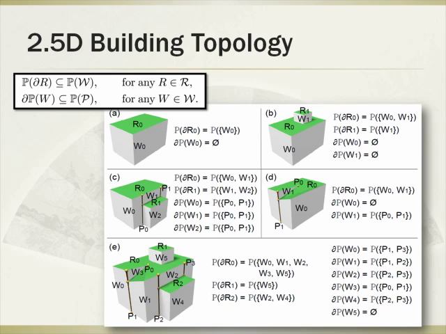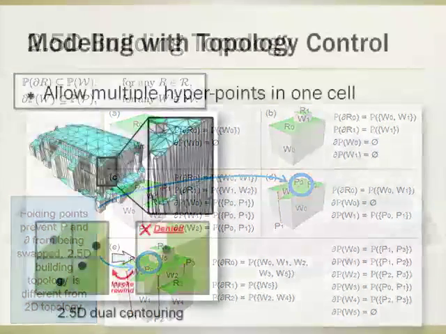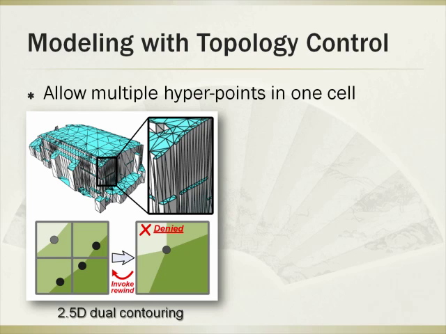Once the topology features and their associations expressed in the form of these two formulas are fixed, the 2.5-dimensional building topology is determined accordingly. We also notice the existence of folding points, which makes 2.5-dimensional building topology different from 2D topology, as swapping the projection operator and the boundary extraction operator may absorb these topology features and result in problems. In order to keep the 2.5-dimensional building topology in the modeling process, we make three major modifications to the 2.5-dimensional dual contouring algorithm we proposed in our ECCV paper.